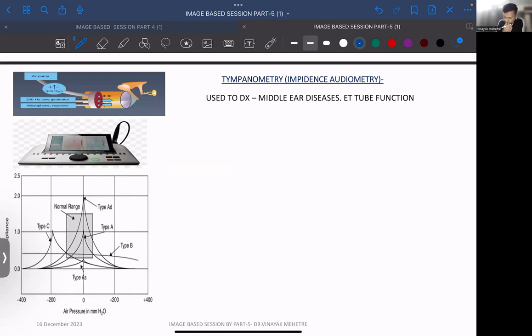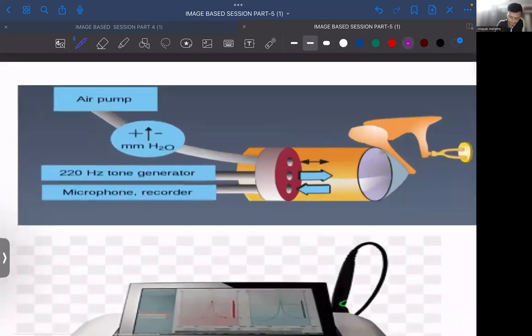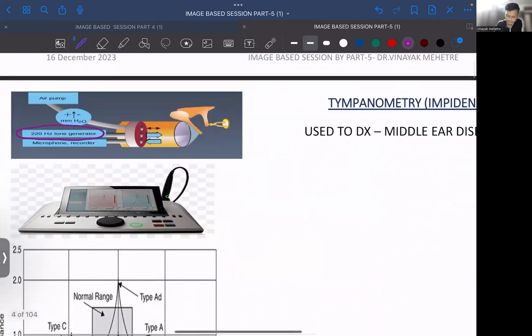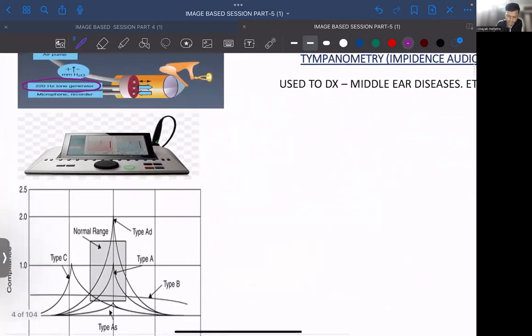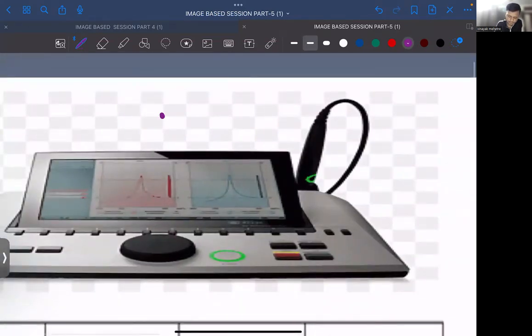Anybody know how many hertz? 220 hertz. Okay, 220 hertz is the frequency which we are going to use in tympanometry. What we will do? We will put this probe in the ear, and on the machine we will see the graphs, right?